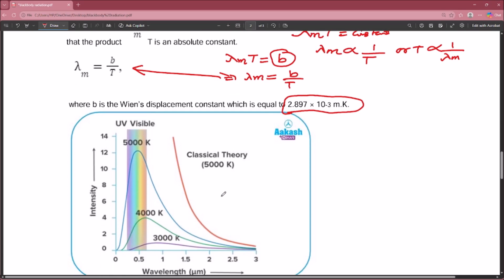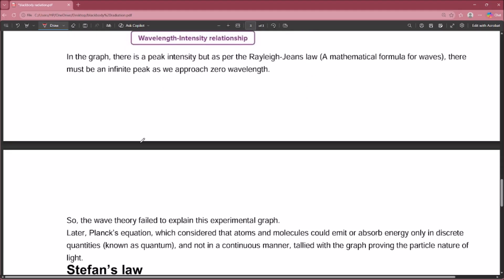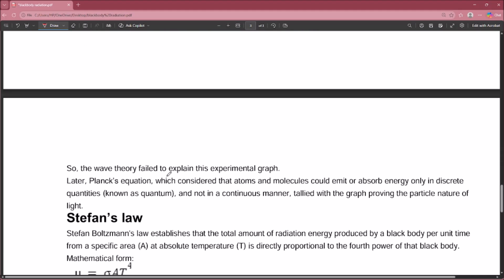So this is the wavelength-intensity relation curve. In the graph there is a peak intensity, but the Rayleigh-Jeans law, a mathematical formula from wave theory, says there must be an infinite peak as the wavelength approaches zero. As we move toward zero, the peak of the graph moves towards an infinite value. So the wave theory failed to explain this experimental graph.